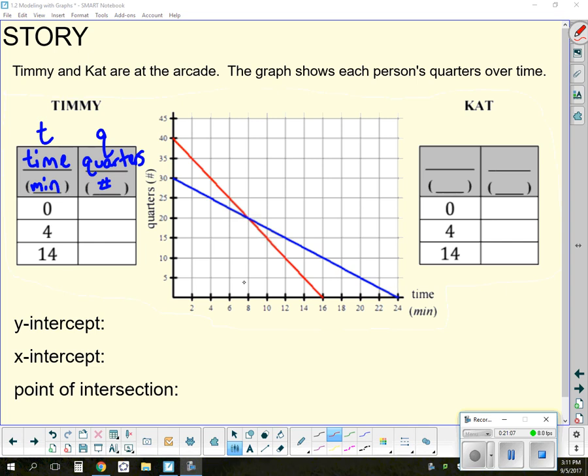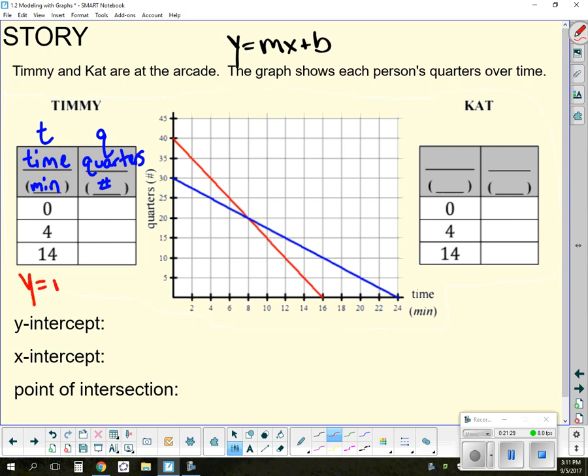Before we keep filling out our t-chart, let's go ahead and see if we can come up with an equation. We obviously can see that these are linear, so we know we're working in that form y equals mx plus b. So we need to find two things. We need to find our y-intercept, and we need to find our rate of change, our slope.